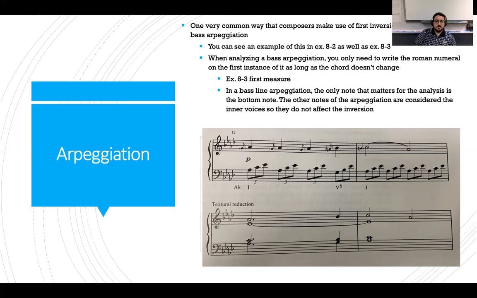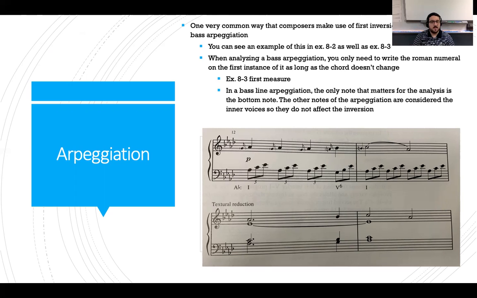Bass arpeggiation going down to the 5/6. That's just for a nice smooth way back up. We see this kind of stuff all the time. If you are analyzing a piece of music and you see arpeggiation like this, it's just repeated chords, a bunch of repeated chords.